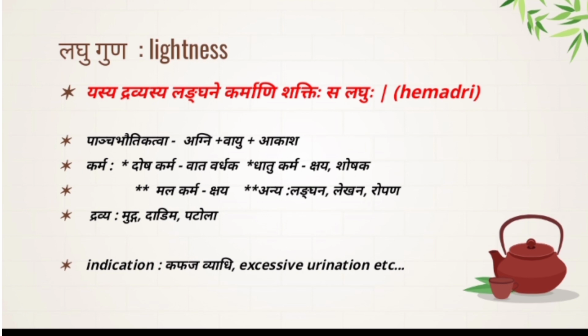So what are the karmas? This Laghu Guna does Dosha karma, Vatavardhaka. Dhatu karma is Kshaya; it does the Kshaya of Dhatus. And Shoshaka, it does emaciation. Mala karma is Malakshaya Karaka because of lightness. Anya other karmas like Langhana, Lekhana and Ropana: it heals ulcers or scrapes the excessive fat or bad cholesterol in the body, and it does the fasting or it regulates the metabolic activities.